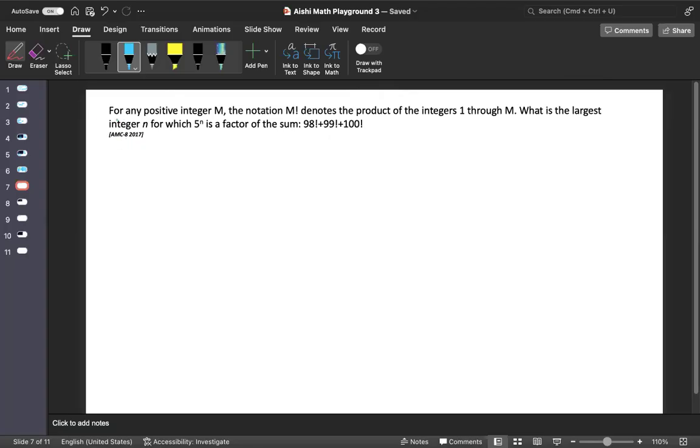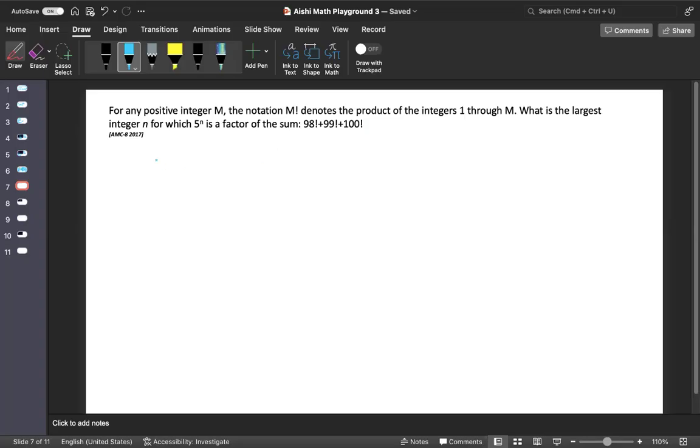So our first question will be: for any positive integer m, the notation m exclamation point denotes the product of the integers 1 through m. What is the largest integer n for which 5 to the power of n is a factor of the sum 98 factorial plus 99 factorial plus 100 factorial? We already went over factorial, so this shouldn't be too tricky.